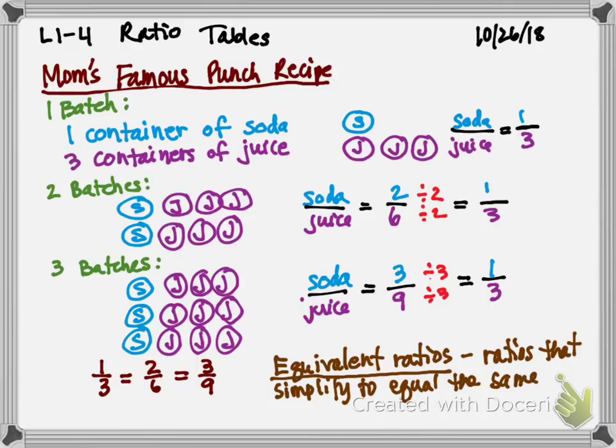Now, I can already hear what you're thinking. Rosner, aren't we supposed to be talking about ratio tables and you're talking about punch? Number 1, I'm thirsty. Number 2, what's this have to do with tables? Well, hold on. I'll get you there. Okay? So equivalent ratios are ratios that simplify to equal the same ratio. So what we can do is organize this information in a table. Ding, ding, ding, ding. There's your ratio table. So on the next page, let's talk about that.